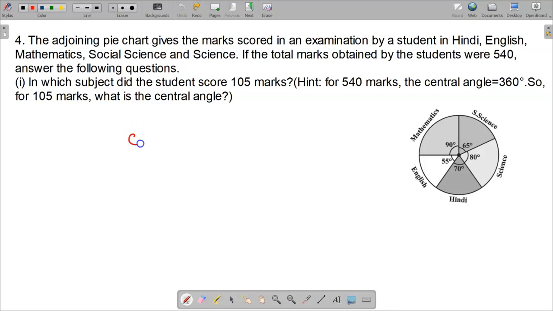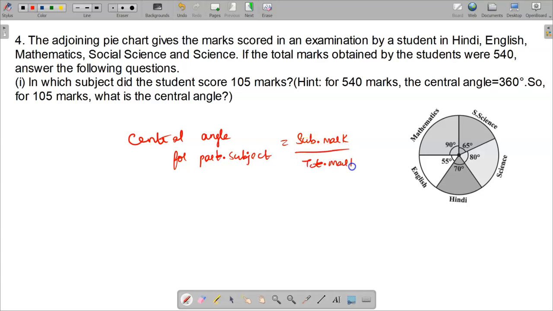So what is the formula? The central angle for a particular subject is that subject's mark divided by total marks into 360 degrees. So this is the formula we know. The central angle for one particular subject is equal to that subject mark divided by total mark into 360 degrees. So we are going to find out the central angle.